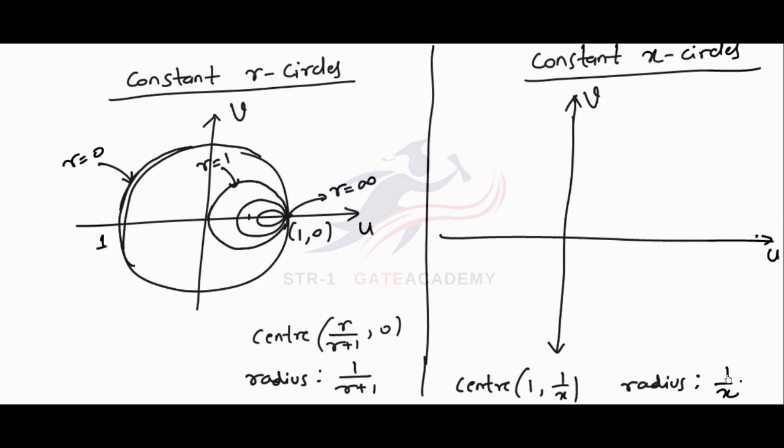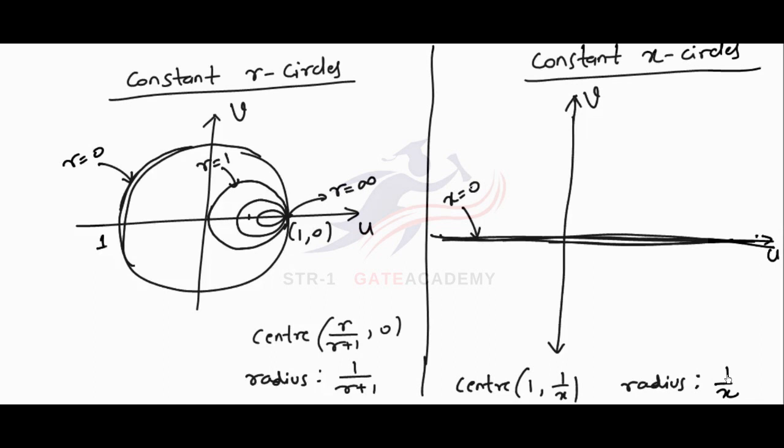What is the meaning of an infinite radius circle? An infinite radius circle means a straight line. And since its center is 1, infinity, it is a straight line, this axis. This real axis is nothing but the x equal to 0 circle.